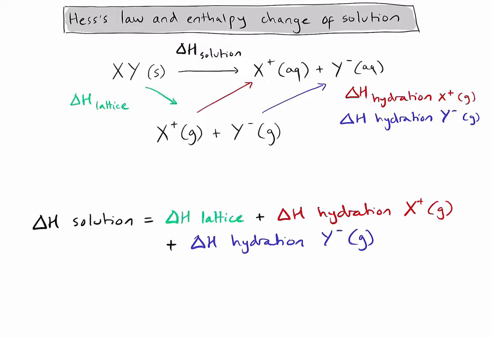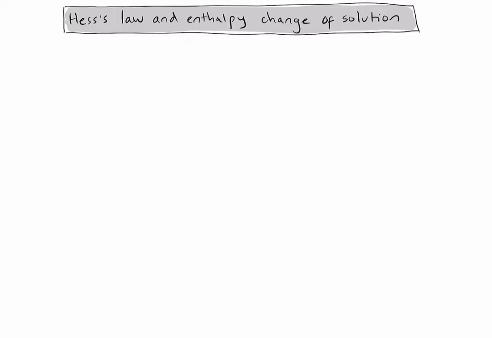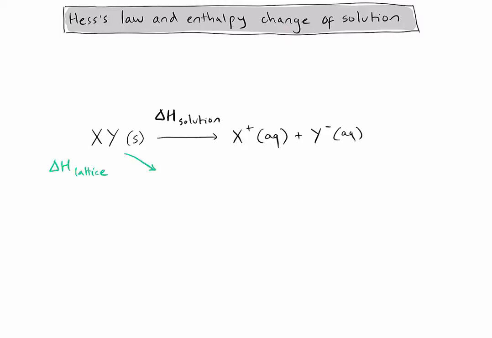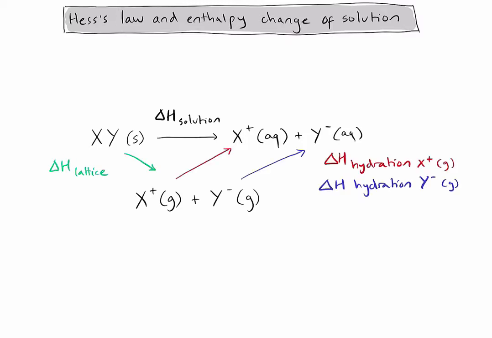Let's now summarize the key points in this video. In order to calculate the enthalpy change of solution, I can find an alternative pathway by first finding the lattice enthalpy for my ionic compound, which would break apart my ionic compound into its gaseous ions. And then I can use enthalpy change of hydration data for the X plus and Y minus gaseous ions to get across to the products of my enthalpy change of solution.